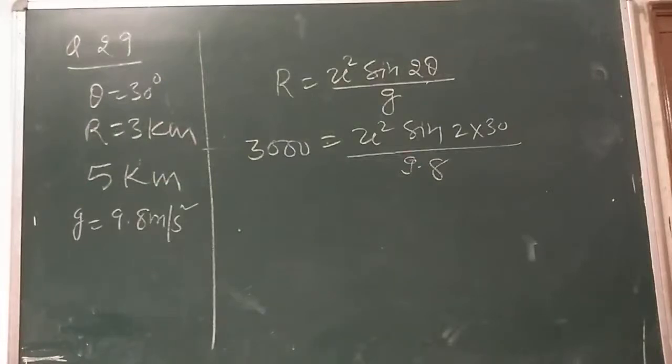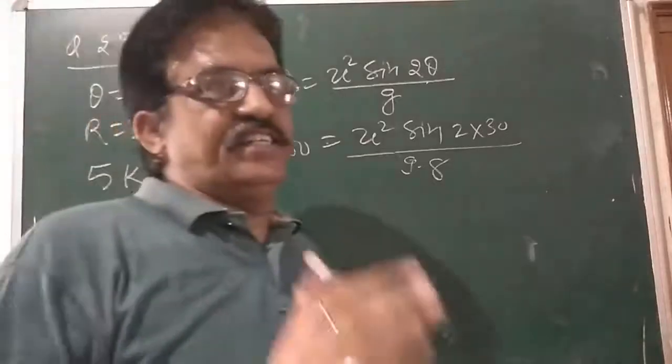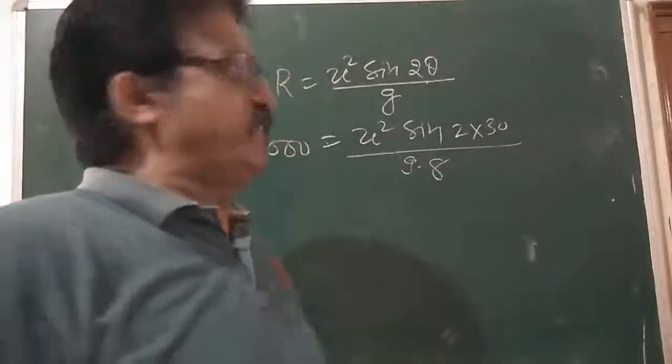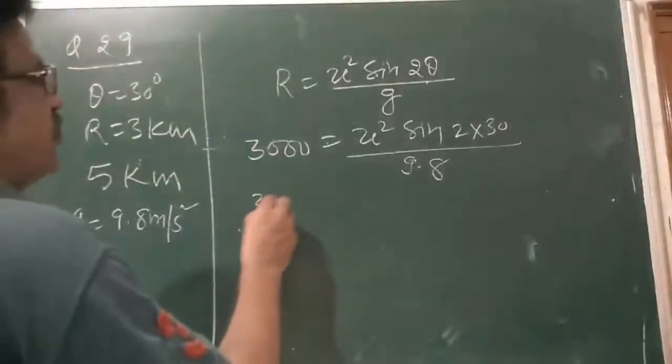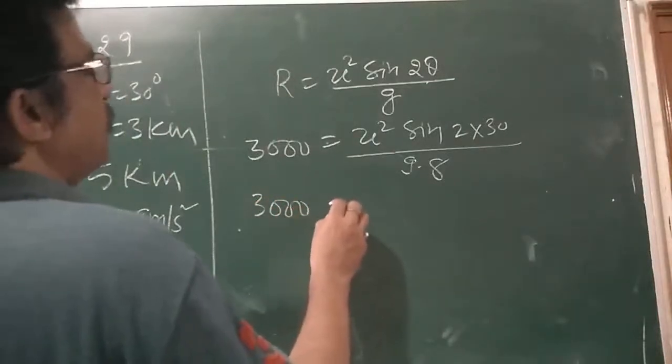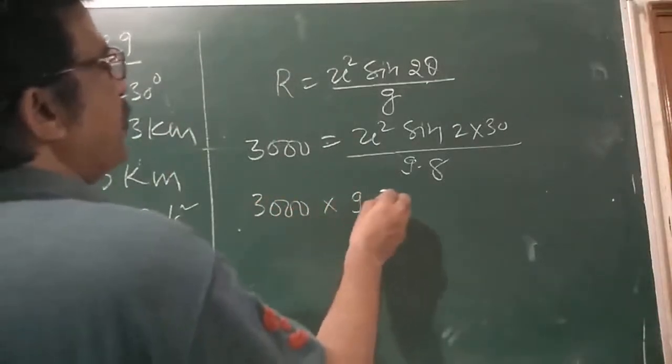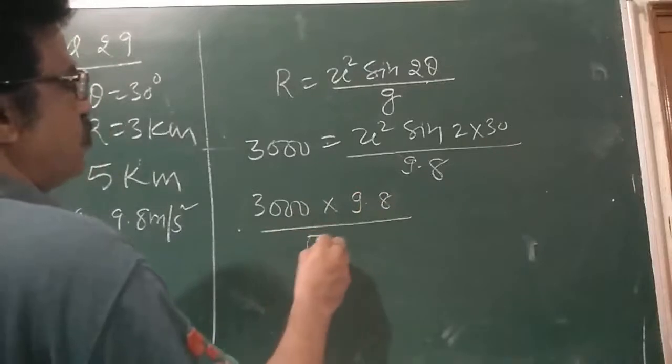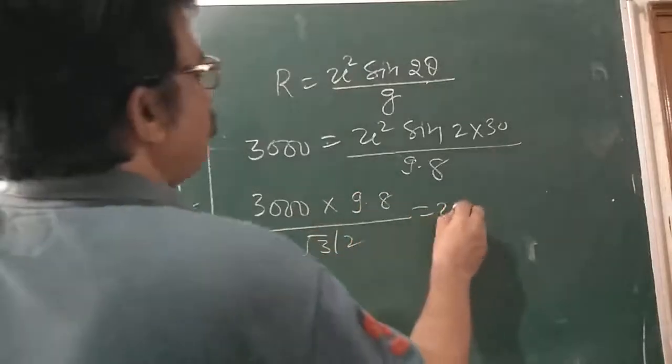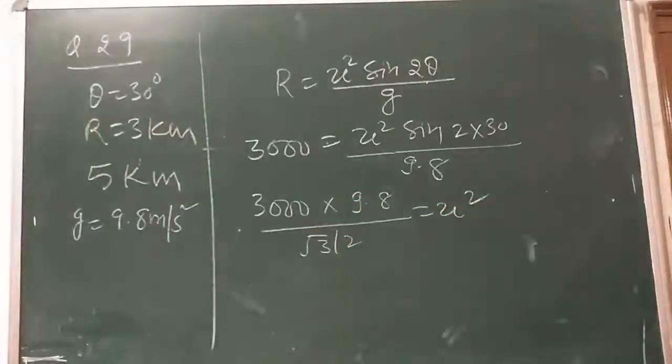So we can calculate here sin 60. Who will tell me? Sin 60 is root 3 by 2, sir. So I can write 3000 into 9.8 divided by root 3 by 2 is equal to u square. So you can solve it and get the answer.